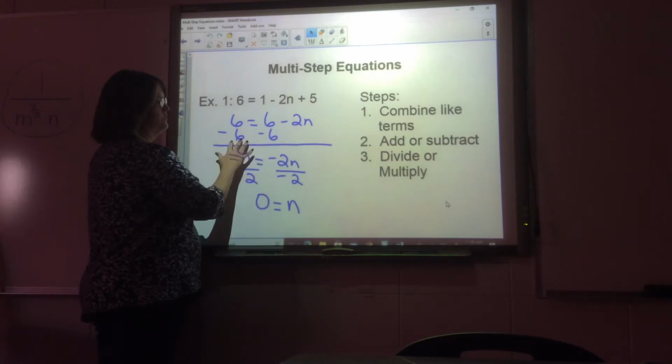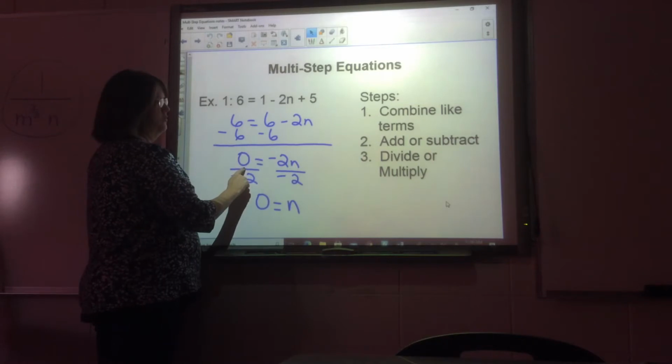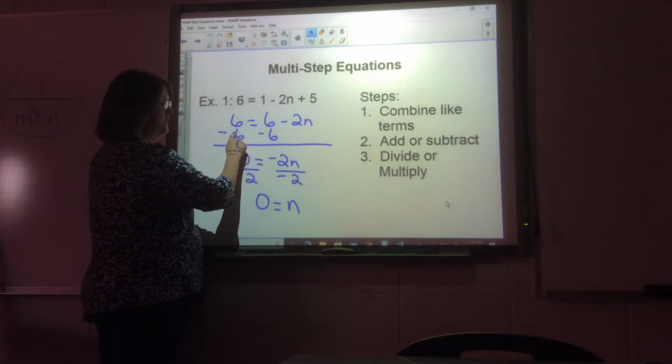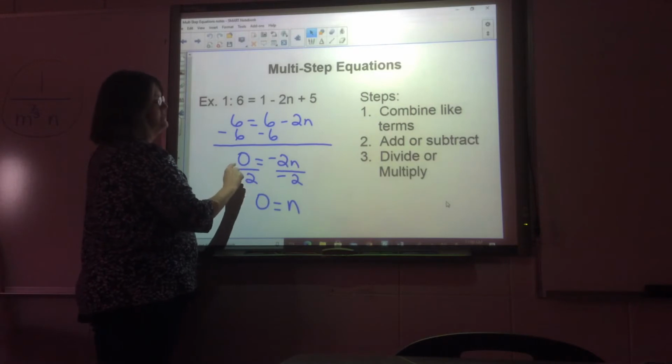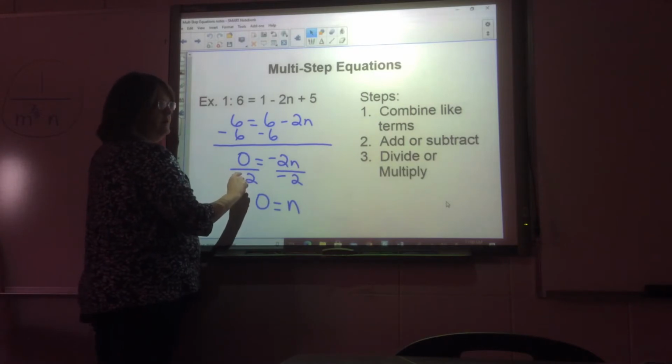Then I'm going to subtract 6. And when I do, I get 0 over here. Don't let that confuse you. When you move this 6 over here, 6 minus 6 is 0. 0 is a number, just like anything else. So if you get 0 on one side, don't let that throw you.